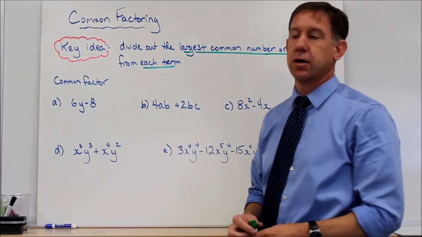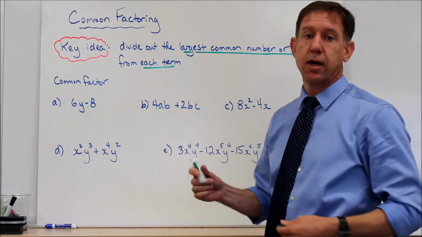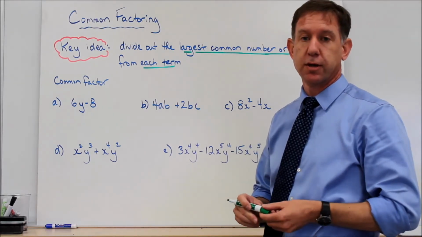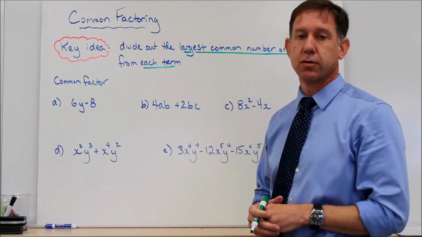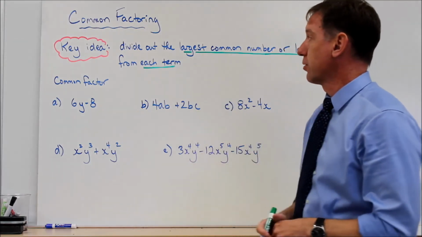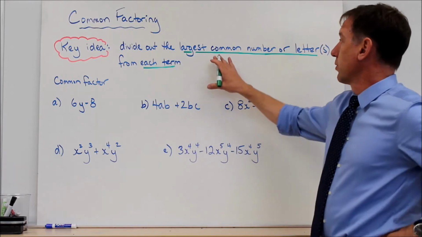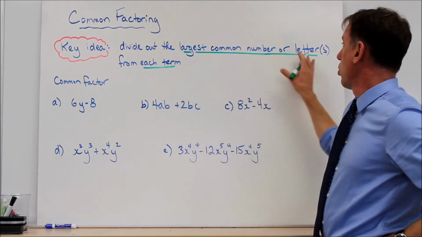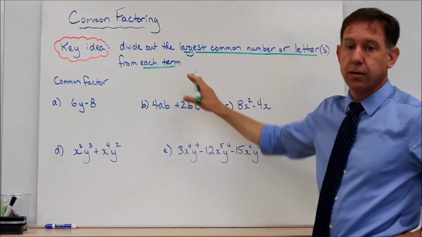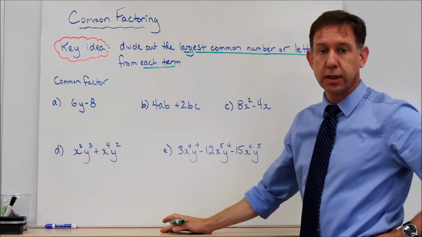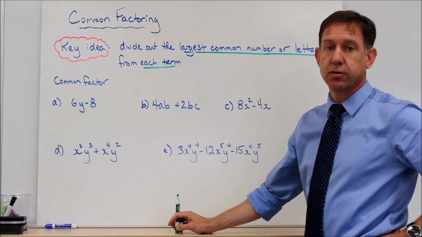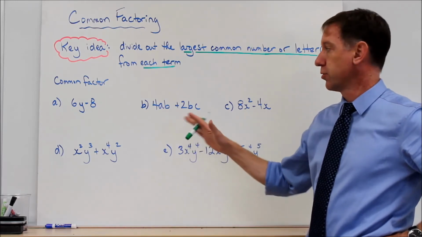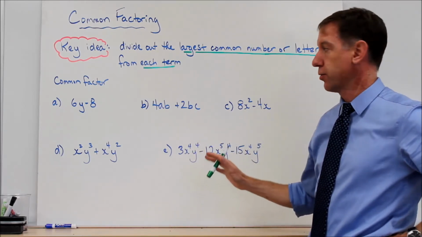Okay, this is common factoring and factor by grouping. So two lessons today. We'll combine them both together because they're very closely related to each other. Common factoring first, key idea: dividing out the largest common number or letters from each term. Now sometimes you'll divide out numbers only, sometimes you'll divide out letters only, and sometimes you'll divide out both. So we'll go through some examples here and work our way through.